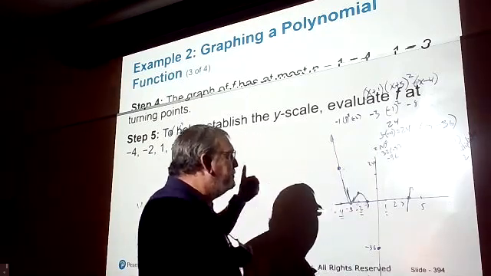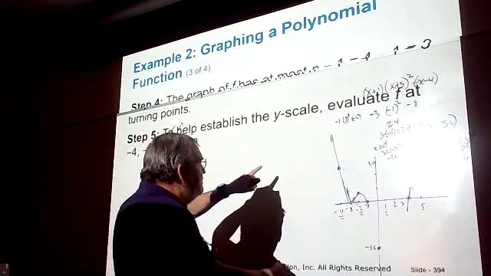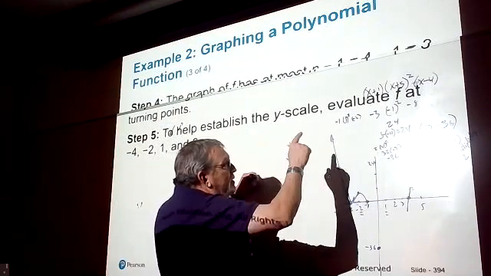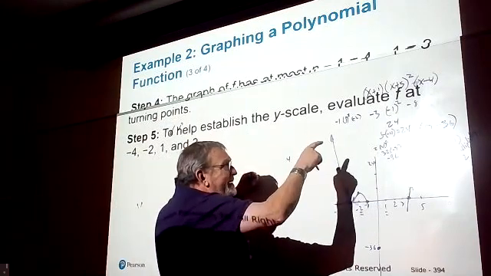And then putting 3 in, 3 plus 1 is 4. 3 plus 3 is 9.